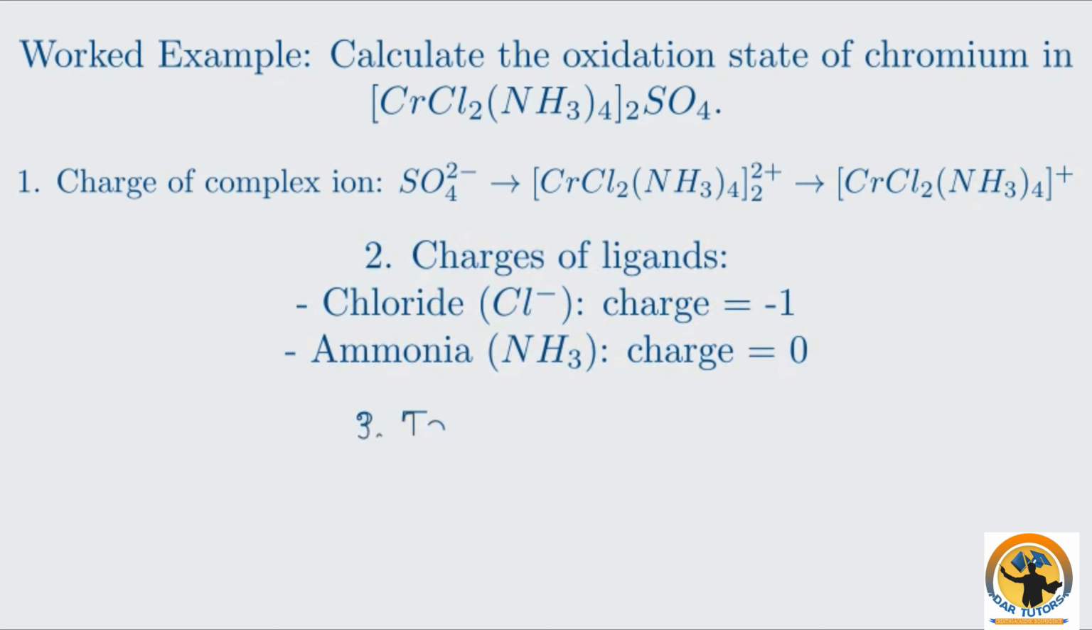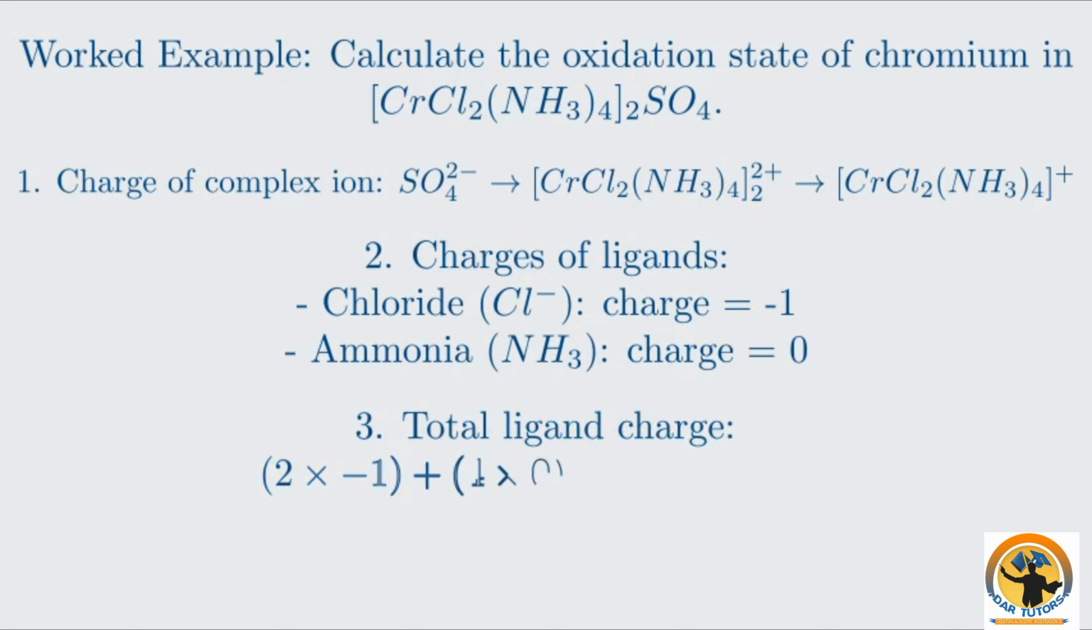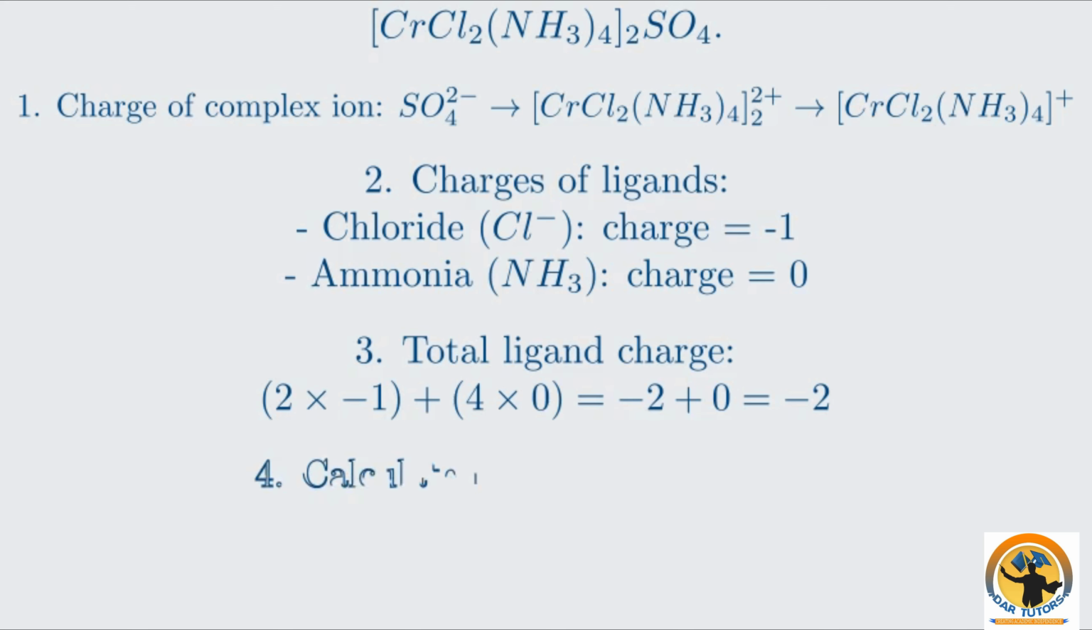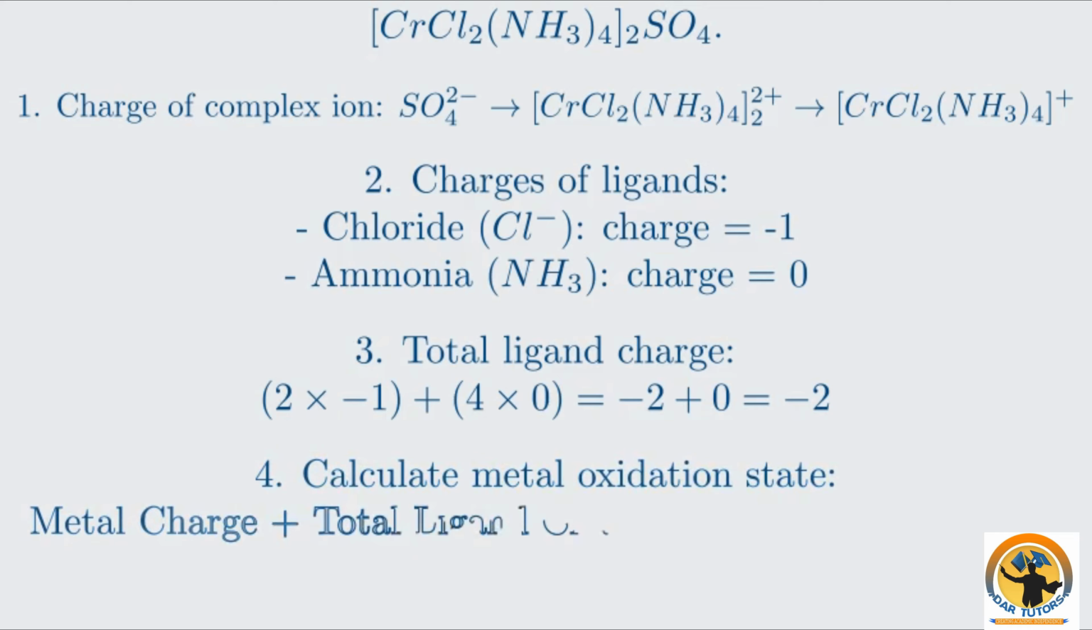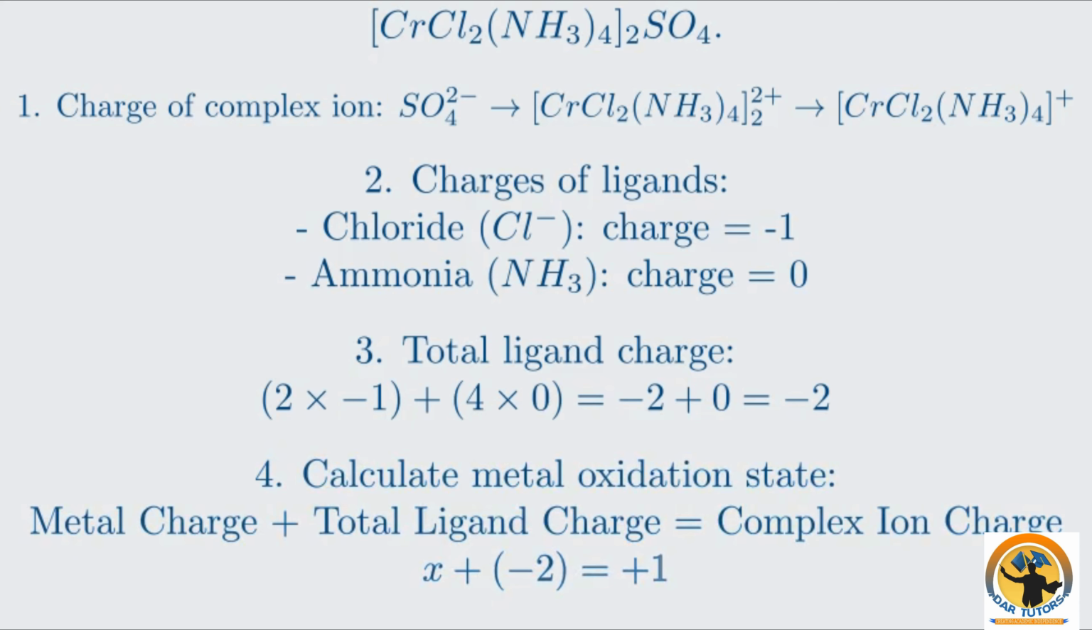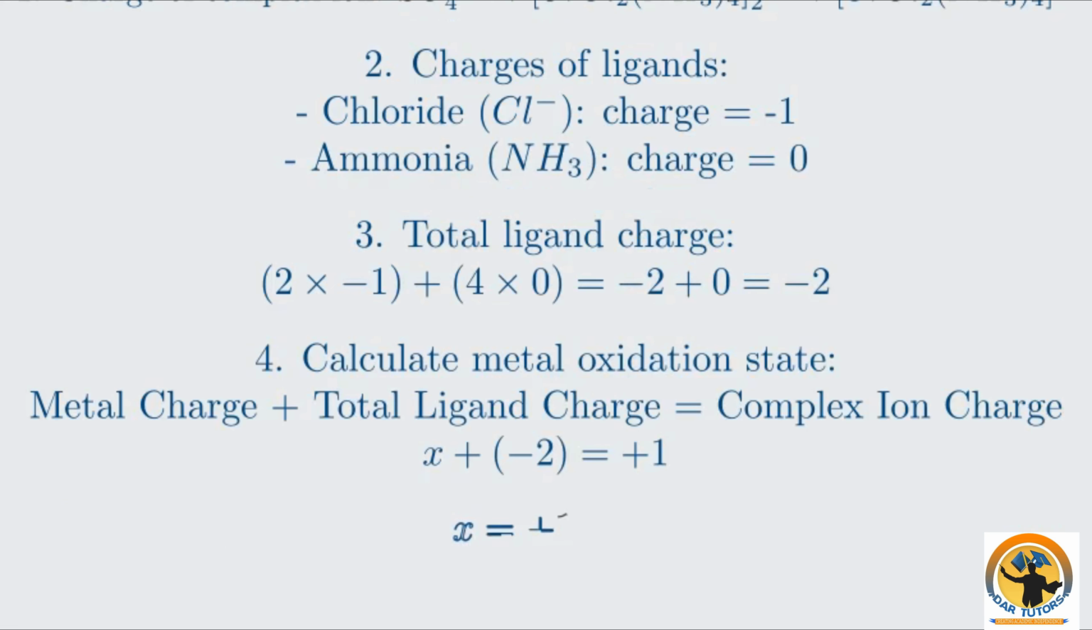Now we calculate the total charge from the ligands. 2 chloride ligands give 2 times -1, which is -2. 4 ammonia ligands give 4 times 0, which is 0. The total charge from all ligands is -2. Finally, we set up our equation. The metal charge, X, plus the total ligand charge, -2, equals the overall complex ion charge, +1. Solving for X, we get an oxidation state of +3 for the chromium ion. This is a chromium(III) complex.